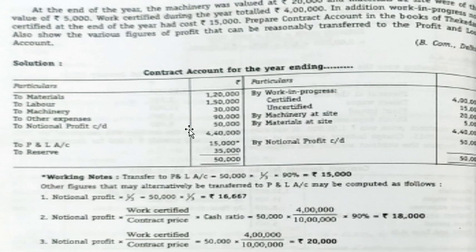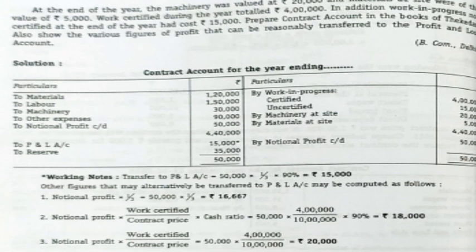Now we will decide what percentage of profit will be transferred to the profit and loss account and how much will be transferred to your reserves account. To calculate that, the notional profit is 50,000. So we will find out, as the first step, the percentage of work completed. Based on that, we will decide how much is to be transferred to your profit and loss and reserves account.